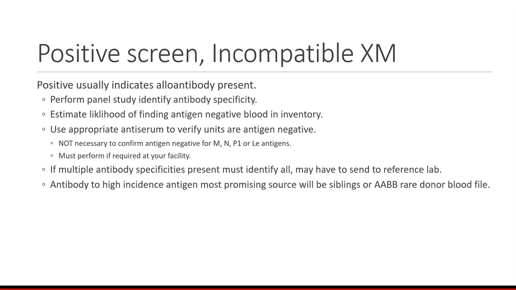For antibodies to high incidence antigens, the most promising source for donor blood will be either siblings, brothers or sisters, or the AABB rare donor blood file. A high frequency antigen is one like Solano, in which less than 0.1 or 0.01% of the population will be negative. So the chances of you finding compatible blood within your inventory or within your city's inventory are very unlikely.